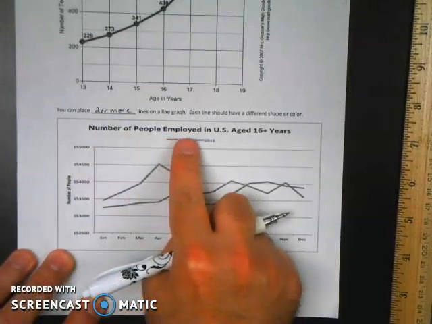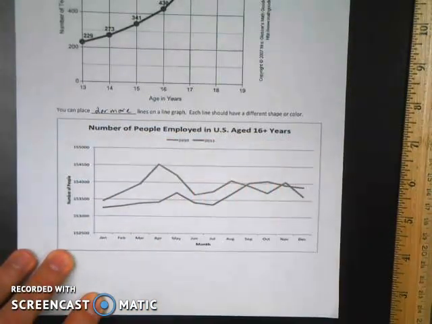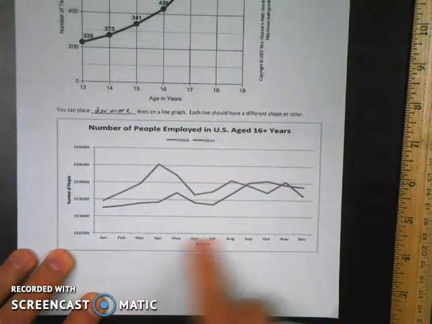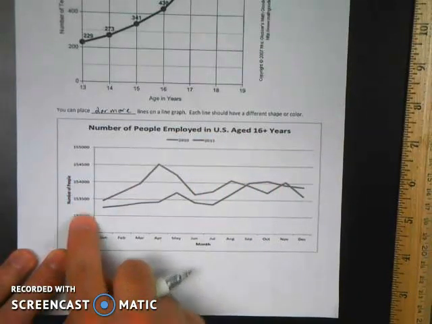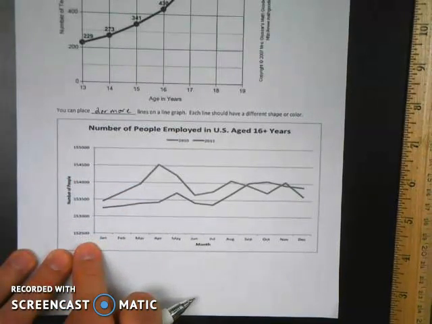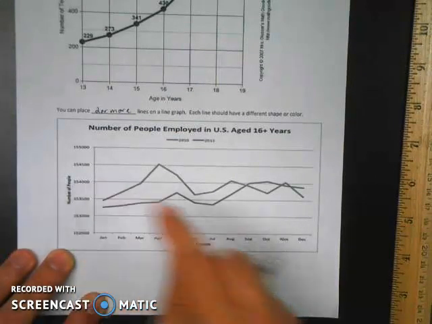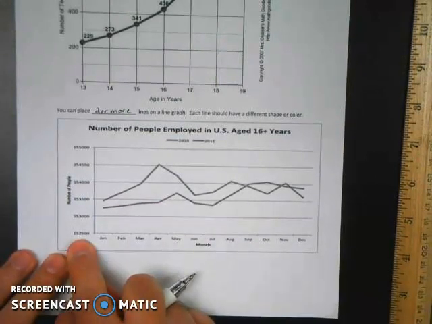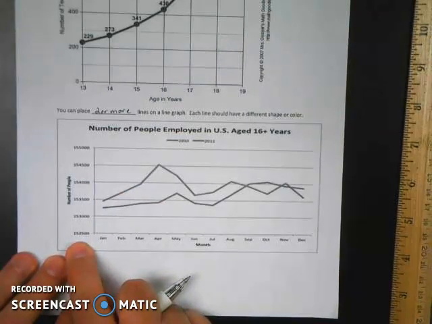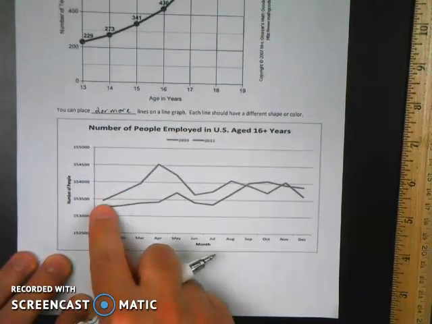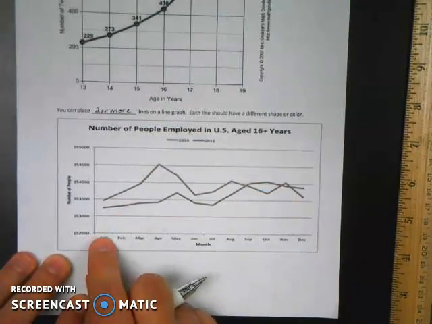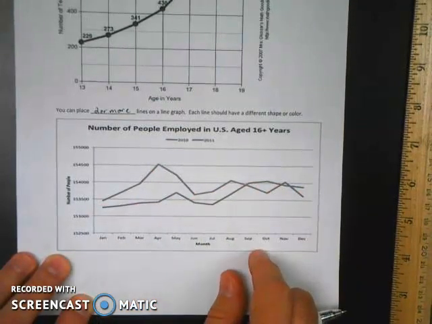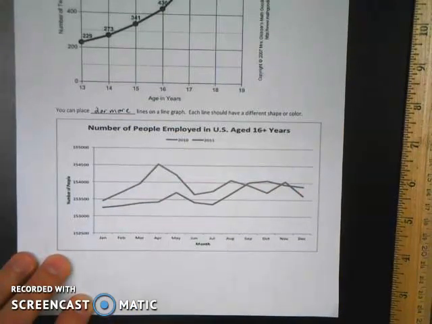So the number of people employed in the US age 16 years plus. So the month is down here, the number of people is here, and this has a really big interval for each one of these. It looks like it's 500 people for each interval. They started at a very big number. And we can see that they've graphed both sets of data on here. So one set is 2010 and one is 2011. A little bit hard to tell which one is which.